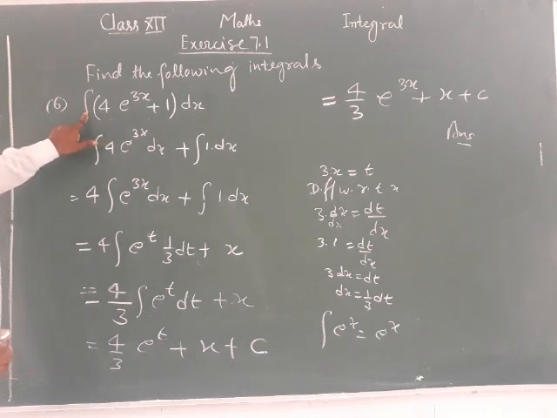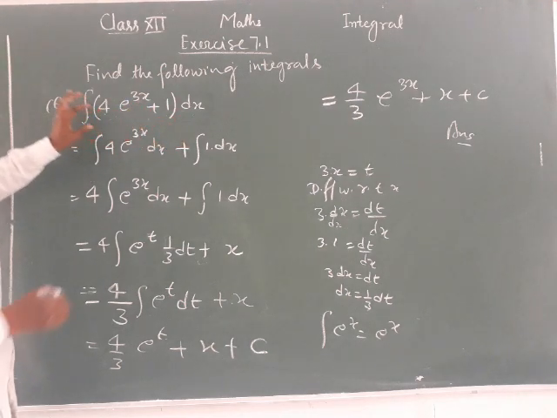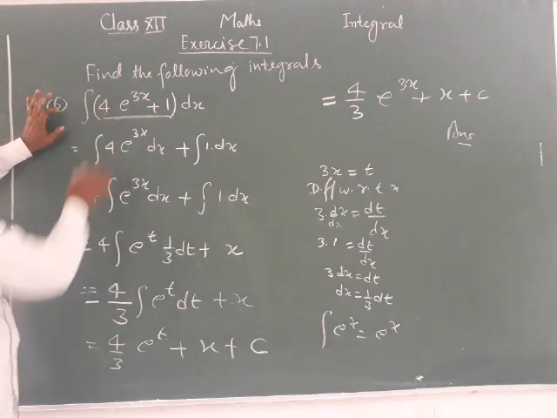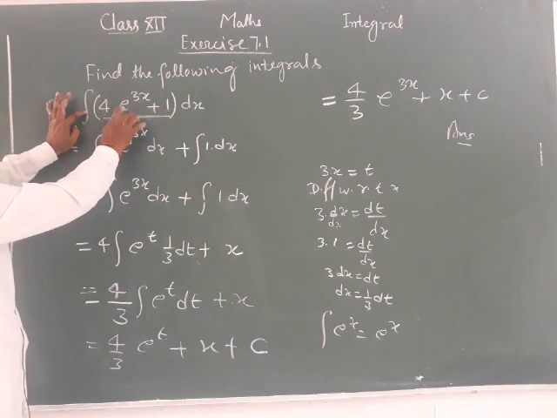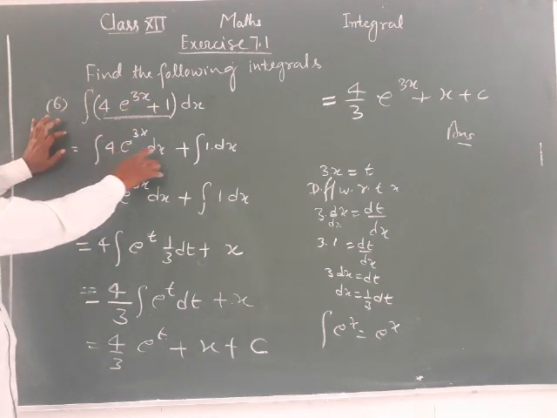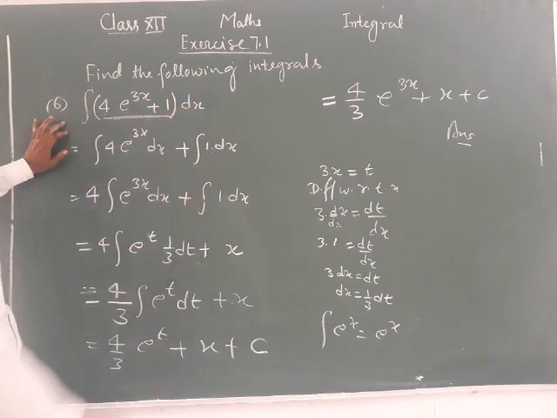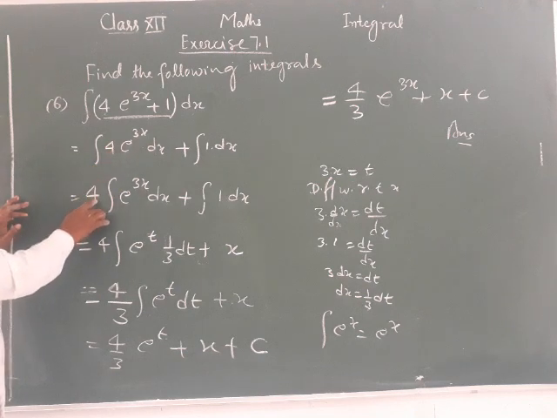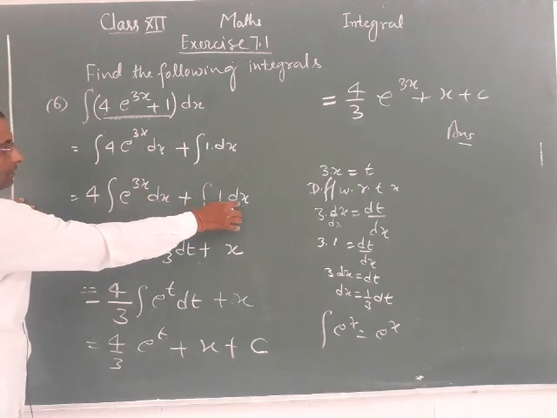So the integration of 4 e raised to the power 3x plus 1 dx. There are two functions added, so integration and dx multiply in this function. So 4 e raised to the power 3x integration dx plus integration 1 dx, and 4 common out, and integration of e raised to the power 3x dx plus integration 1 dx.